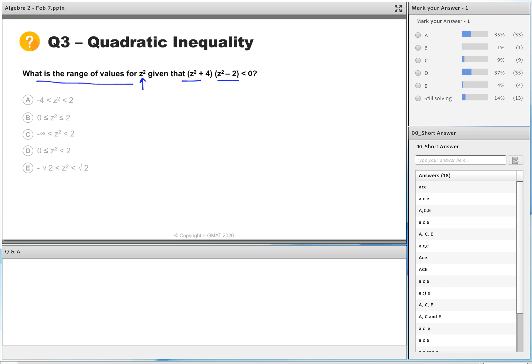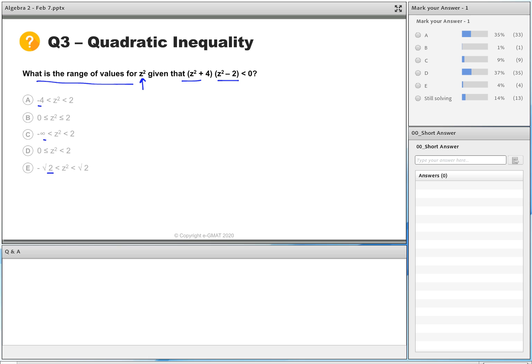A, C, and E. Absolutely correct. Why? Because in A, I have z squared taking a negative value, even in C, even in E. So A, C, and E tell me that the answer can have a negative value, which is not possible because I know z square is a non-negative number. So this is the first thing that should have struck your head. Second, let me end the poll and clear all the answers very quickly. If z square is a non-negative number, what can you say about z square plus 4?